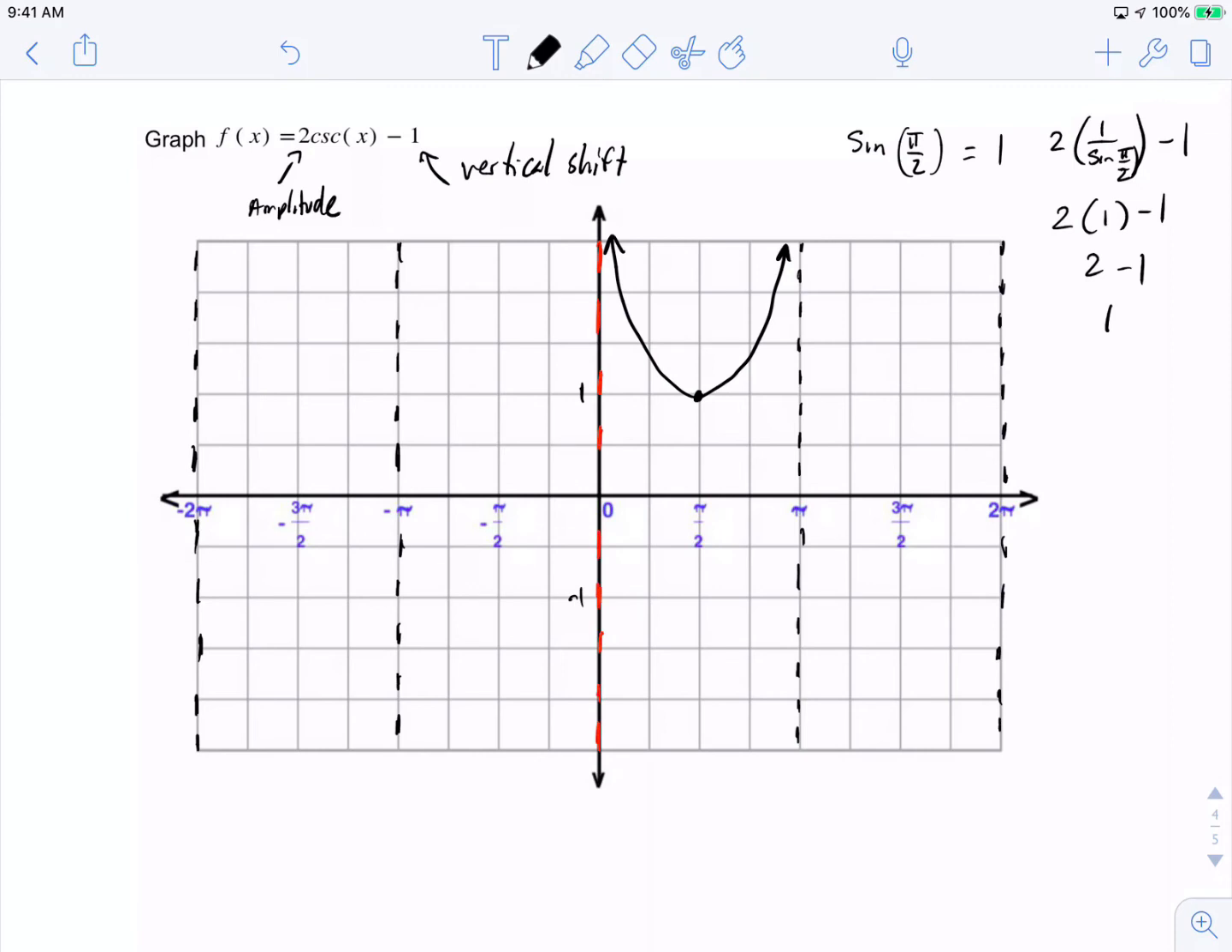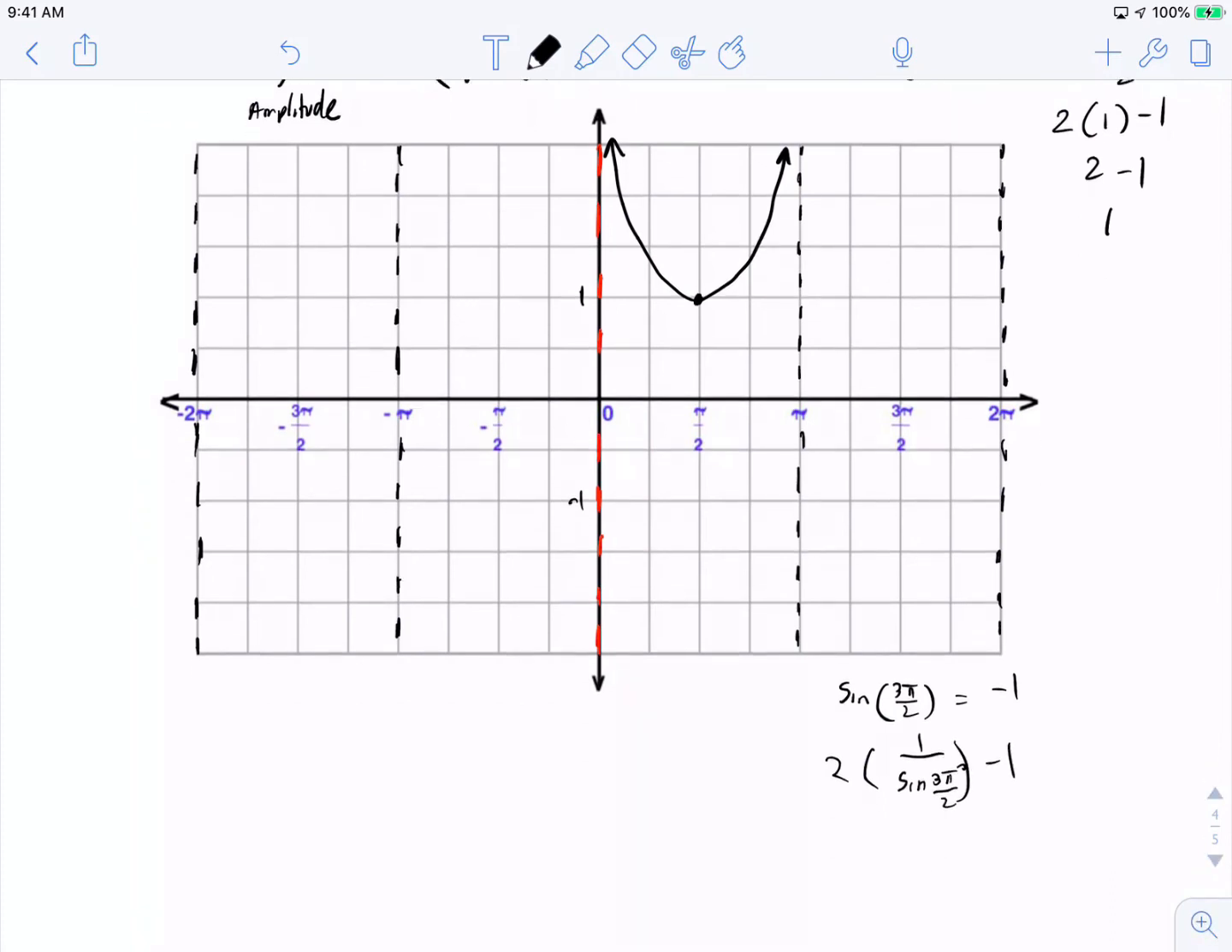By that same reasoning, if we do 3 pi over 2, we know that sine of 3 pi over 2 is actually equal to a negative 1. So what ends up happening is 2 times 1 over the sine of 3 pi over 2, minus 1, is going to be negative 2 minus 1, and so we're going to get a negative 3 value. So, well, bummer, that point's going to be way down here, and I'll actually do it in a bright color so you can see it. This guy's going to go down like this.